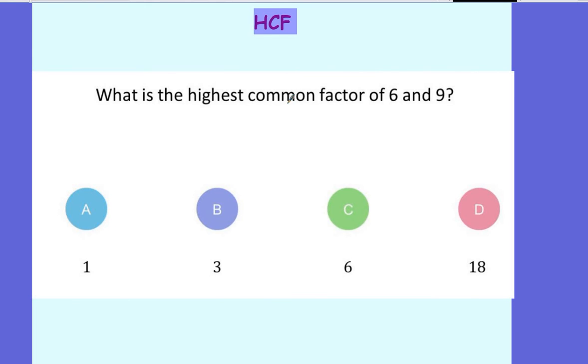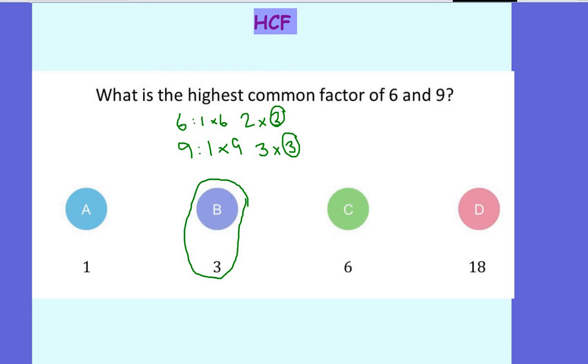Okay, what's the highest common factor of 6 and 9? Is it A 1, B 3, C 6, D 18? Pause the video and have a think. Okay, the highest common factor of 6 and 9. 6 is just made up of 1 times 6 or 2 times 3. 9 is just made up of 1 times 9 or 3 times 3. So my highest common factor of those two is going to be 3. So hopefully you will have picked B.